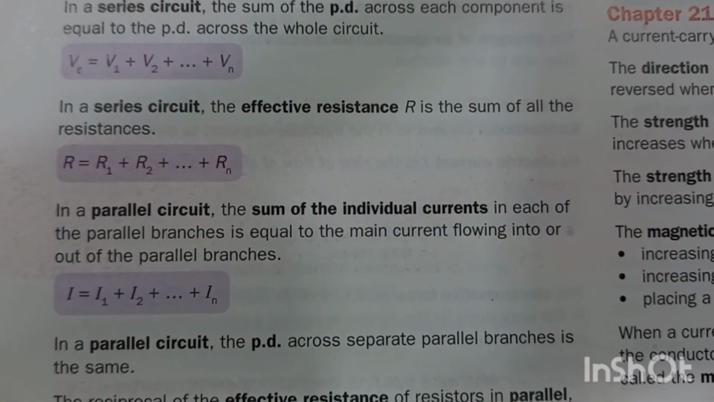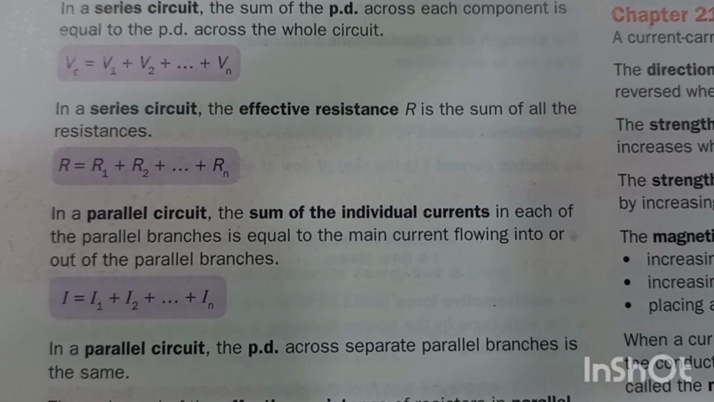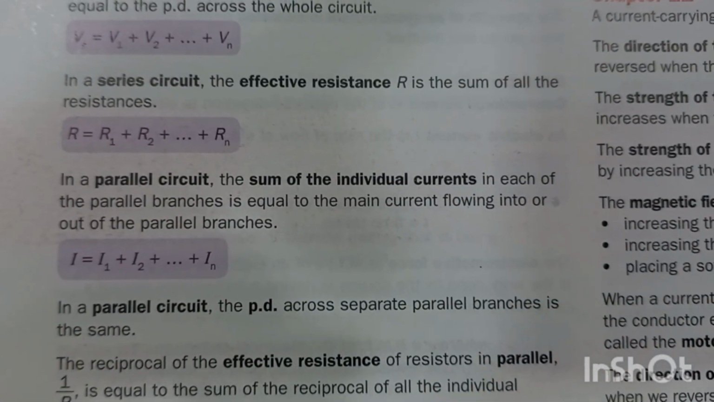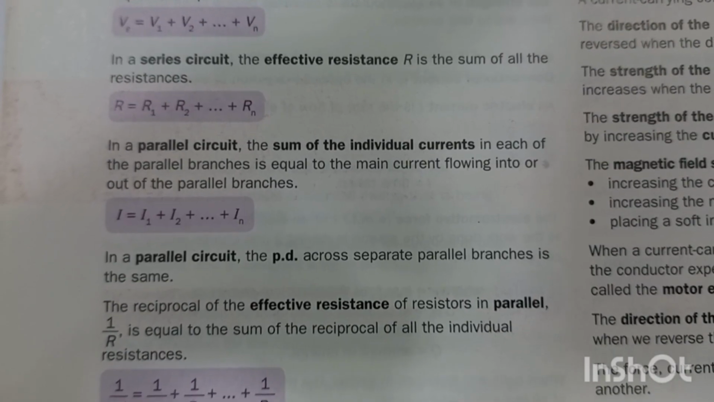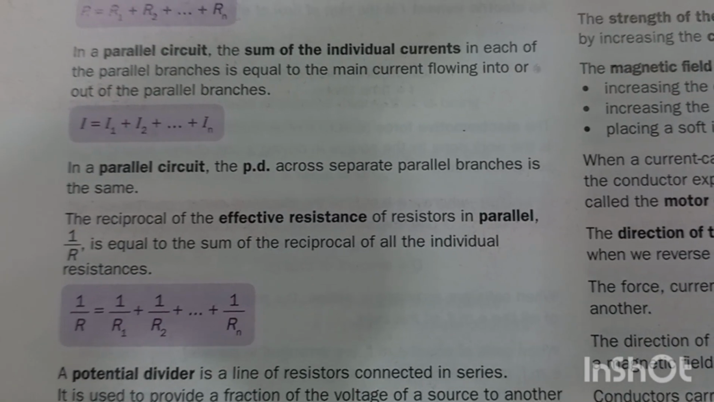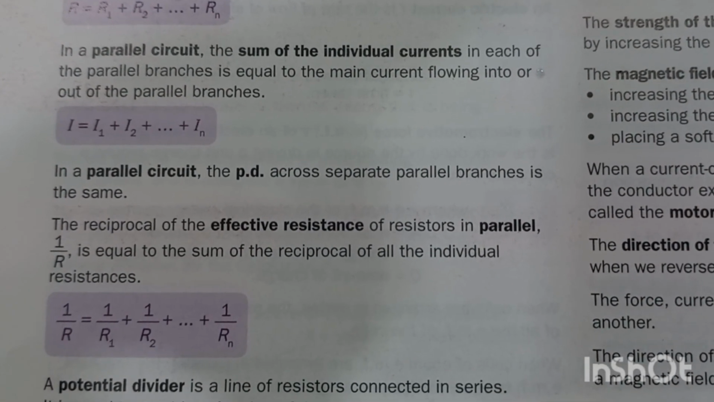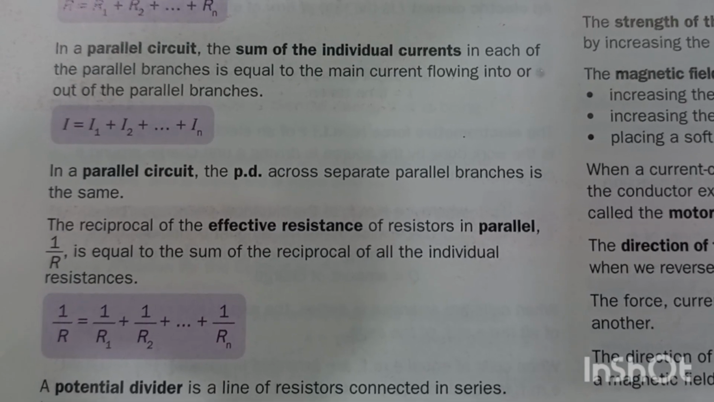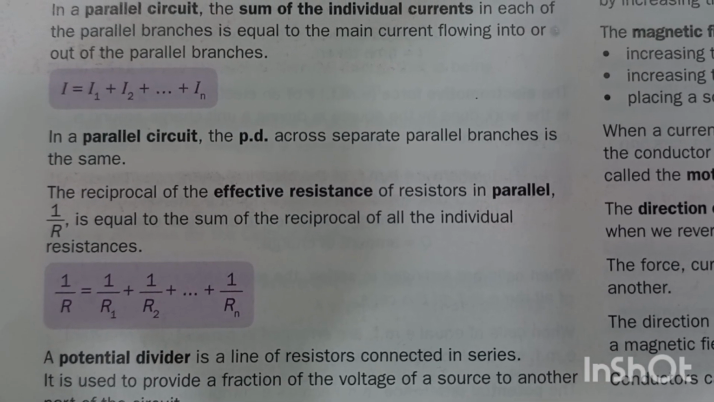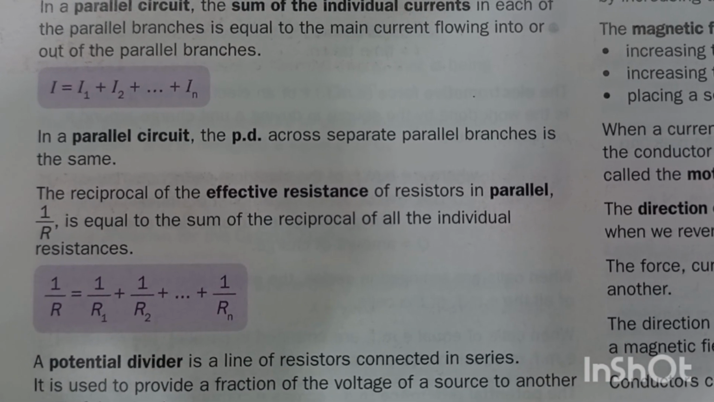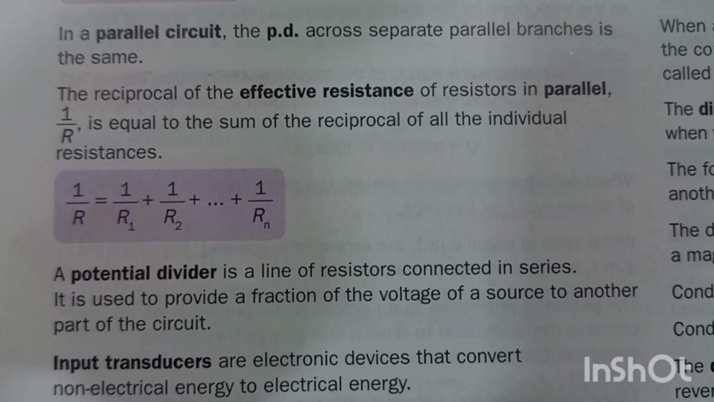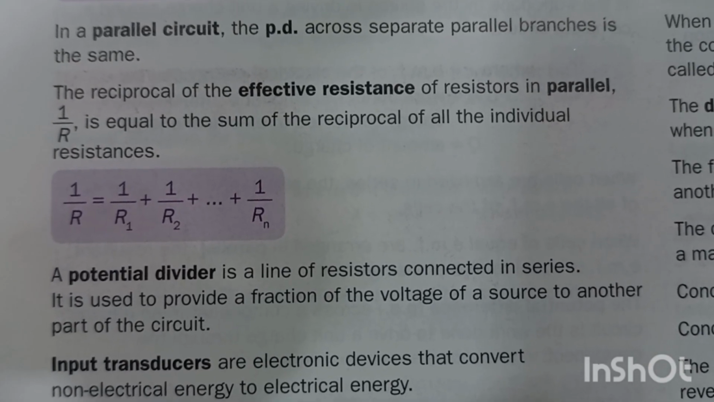In a parallel circuit, the sum of the individual currents in each of the parallel branches is equal to the main current flowing into or out of the parallel branches. I is equal to I1 plus I2 plus so on up to In. In a parallel circuit, the potential difference across separate parallel branches is the same. The reciprocal of the effective resistance of resistors in parallel, 1 by R, is equal to the sum of the reciprocals of all the individual resistances. So 1 by R is equal to 1 by R1 plus 1 by R2 plus so on up to 1 by Rn.